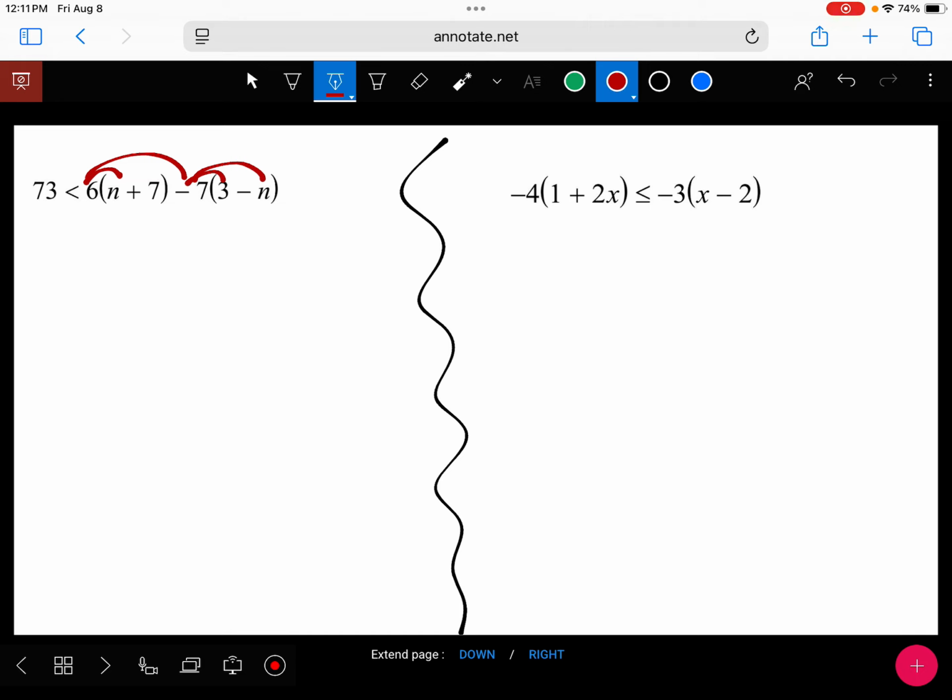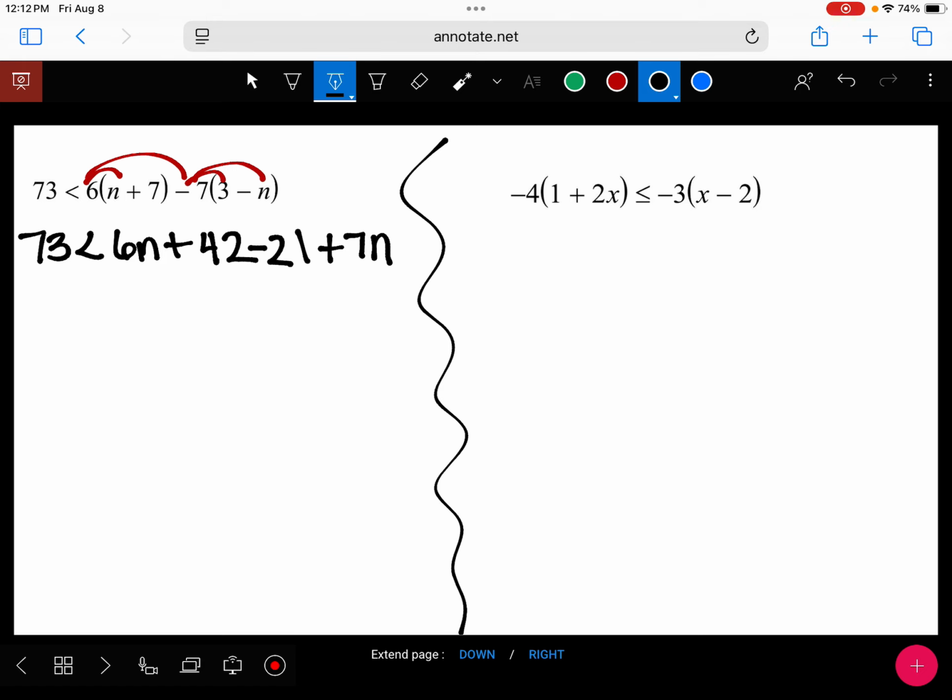So for the first one, we have 73 is less than 6n plus 42. And then negative 7 times 3 is negative 21. And the biggest mistake around the room, a lot of people made this mistake too. Negative 7 times a negative n is a positive 7n.